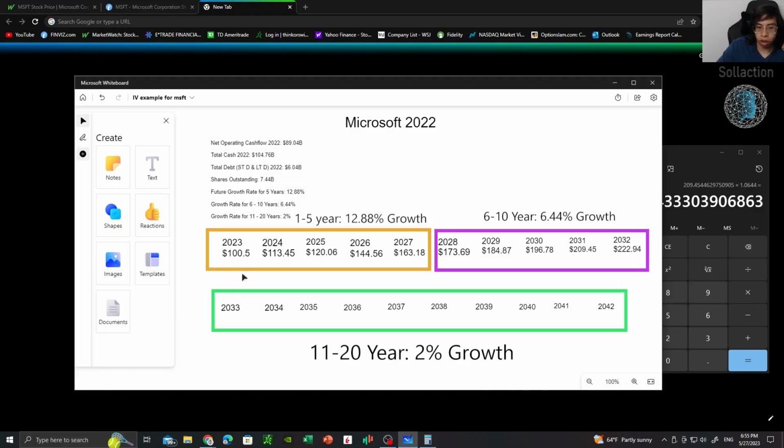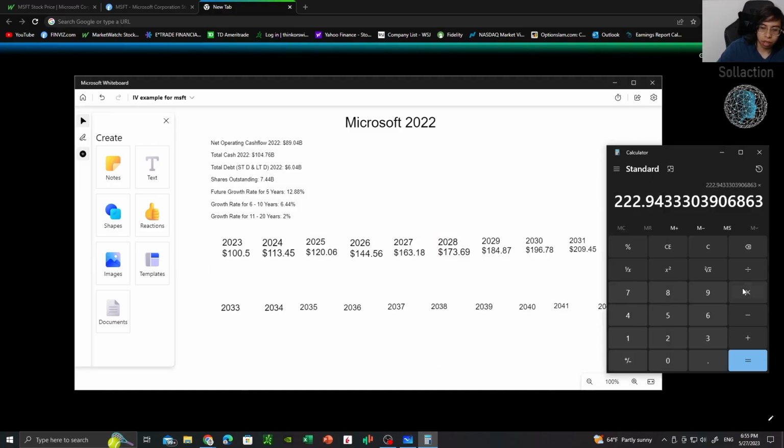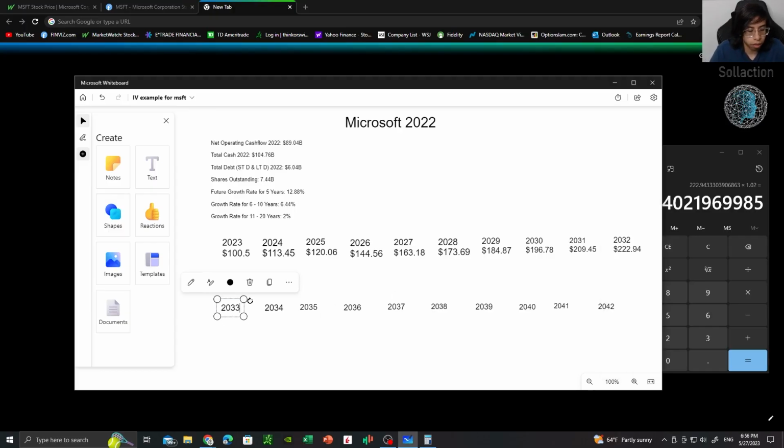Now we have to use years 11 to 20 by 2%. This is going to be pretty simple. Basically, it's going to be 102 because that's a 2% increase, 227. So it's going to start to grow pretty slowly.